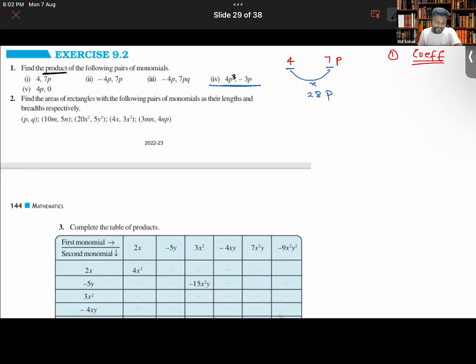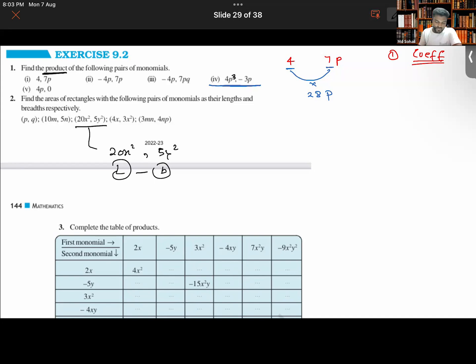Now, second question, we need to find the area of the rectangle, and the lengths and breadths are given in terms of monomials. So let's take this one over here. That is 20x square and 5y square. That is the length, that is the breadth. Find the area. Sir, 100x square y square.